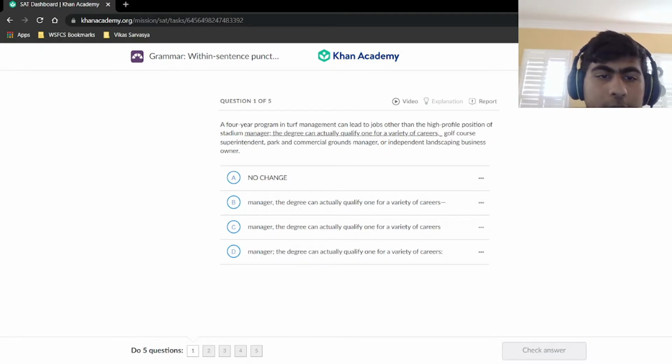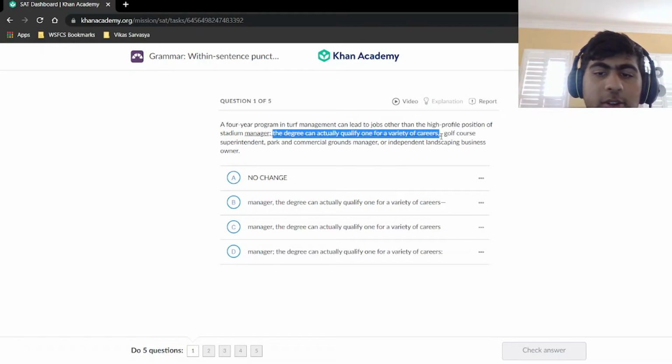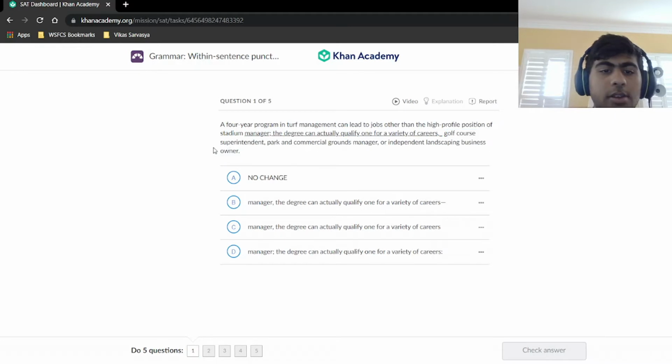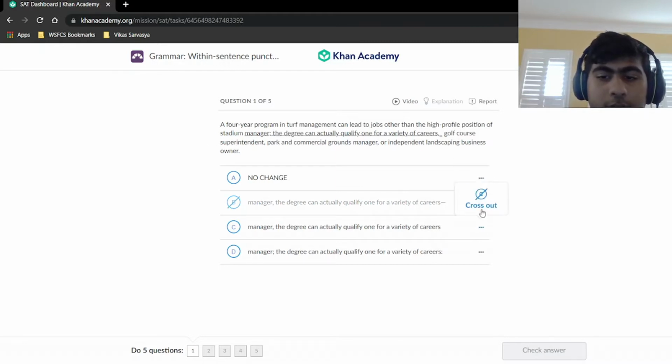Well, let's see. This right here is an independent clause. Right? The degree can actually qualify one for a variety of careers. That's also an independent clause. And this is an independent clause. So how are we going to put that together? Well, this and this part and this part are independent clauses. They have to be joined by a semicolon, not a comma. So you can cross out the ones with a comma.